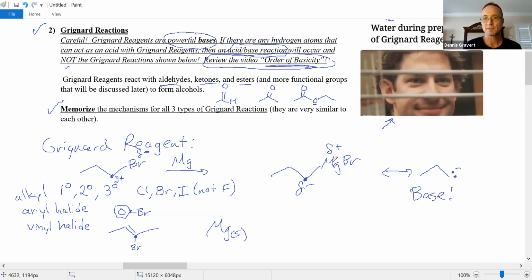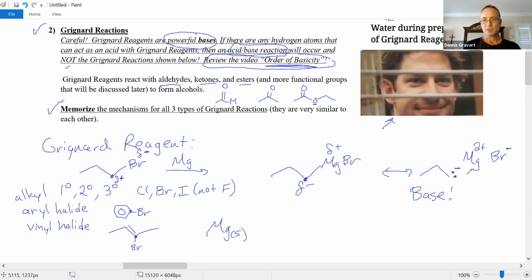And then what becomes of the magnesium and the bromine? Well, the magnesium bromide bond is ionic. Magnesium has a +1 charge, bromine has a -1 charge. But you are more familiar with alkaline earth metals taking on a +2 charge. Yeah, and so if you put a -1 charge on the carbon, bromine has a -1, magnesium balances it with a +2.